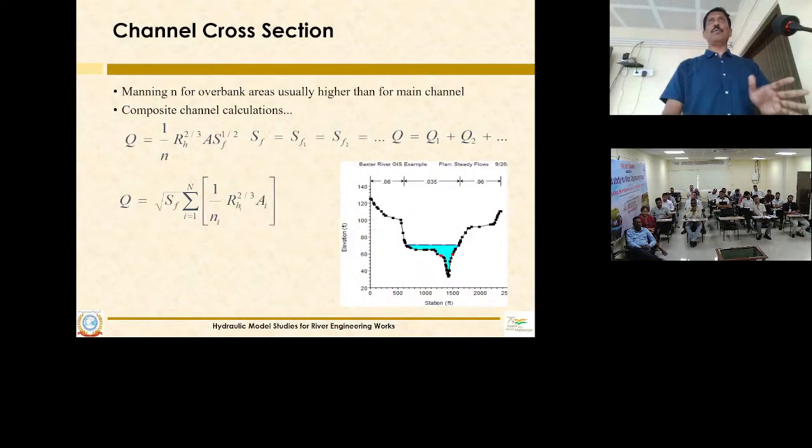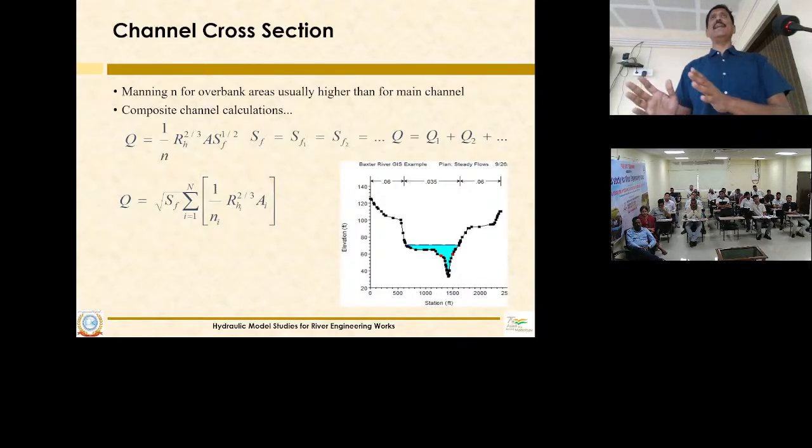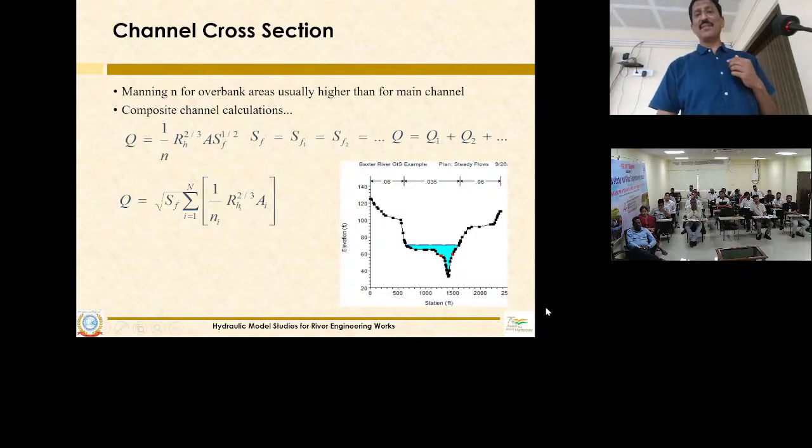These are all the parameters, because we give different n values for the channel portion and the overbank portion, and how the total computation is worked out. Manning's n for the overbank, channel, and overbank: the three different sections are there, and this is how it is integrated in HEC-RAS.